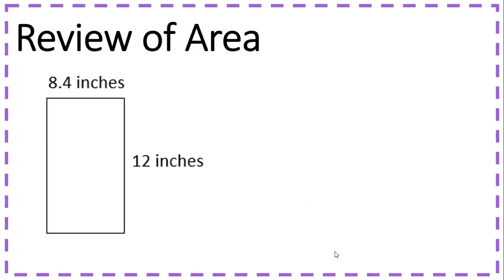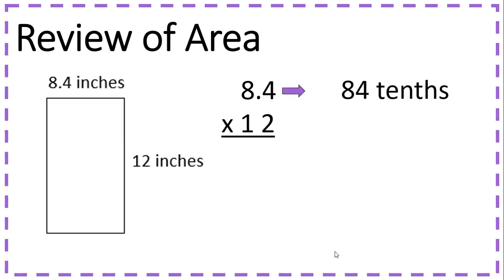Here we see a rectangle with the side dimensions of 8 and 4/10 inches by 12 inches. We know that the formula for area is length times width, so we're going to multiply 8 and 4/10 times 12. The first thing we want to do when multiplying by decimals is rewrite each of our factors in unit form. 8 and 4/10 can be rewritten as 84/10. 12 can be written as 12 ones because the 2 is in the ones place.